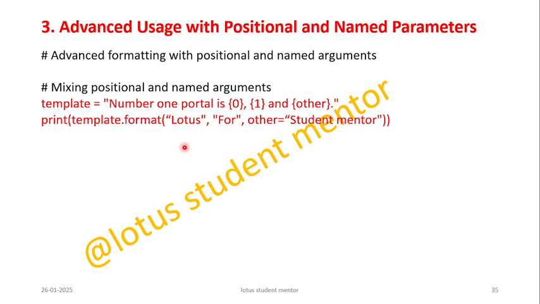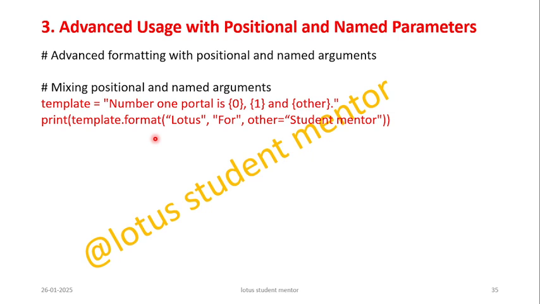What is the dot format method syntax? String dot, that is called the template, dot format, value 1, value 2 and so on. What is the value 1 here? 0, that is Lotus. In the place of specifier 1, what is it? For will be placed in specifier 1. And other, what is that? Other is student mentor, will be placed in the specifier other. That is the print template.